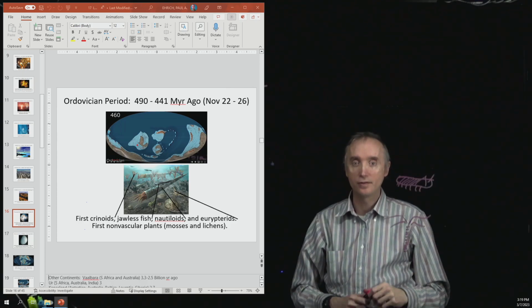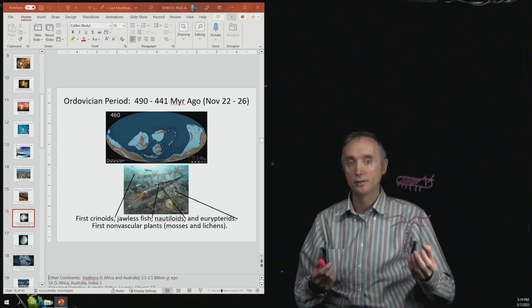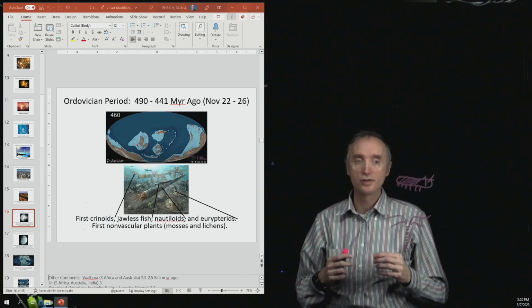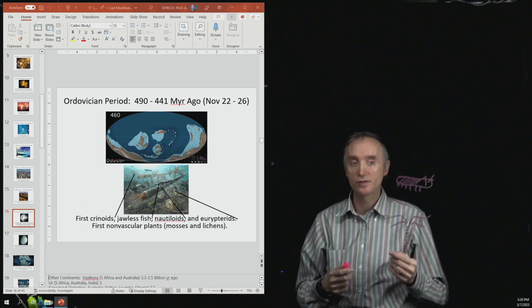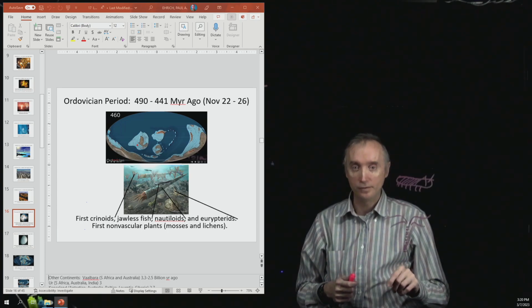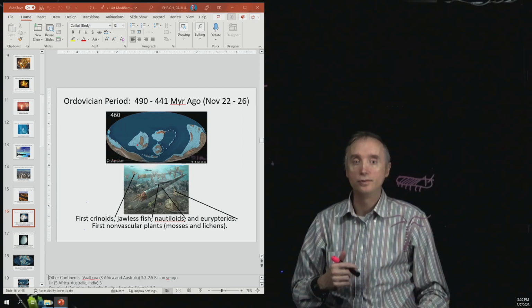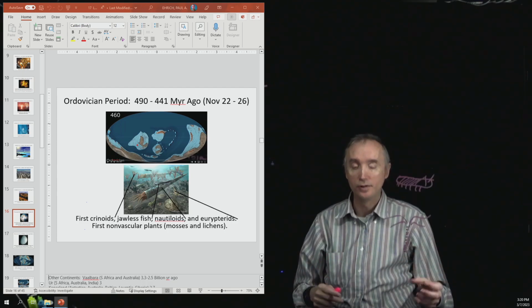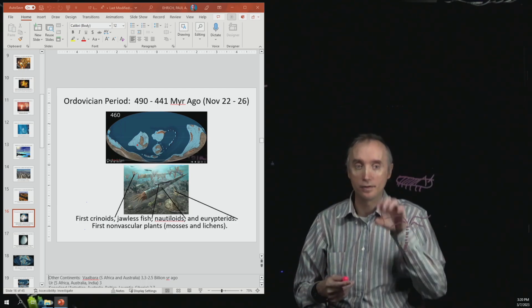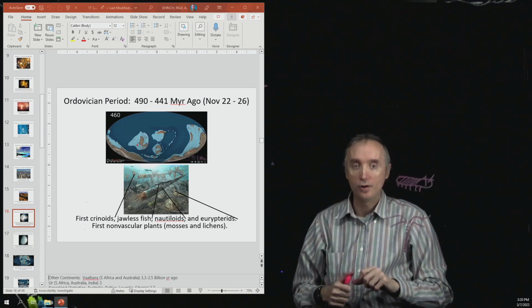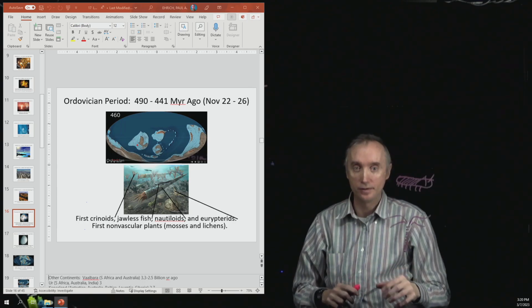So why do you think that modern squids, they don't have a shell? So there's always going to be a trade-off between speed and protection. So at this point, these nautiloids thought it was a better idea to have protection. So they had a very large shell that would surround their body, and then their tentacles would come out of the shell. You also have the first eurypterids.